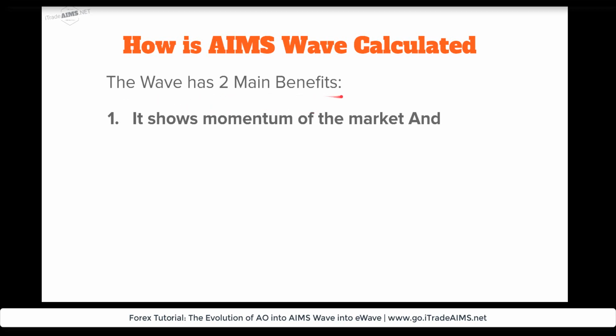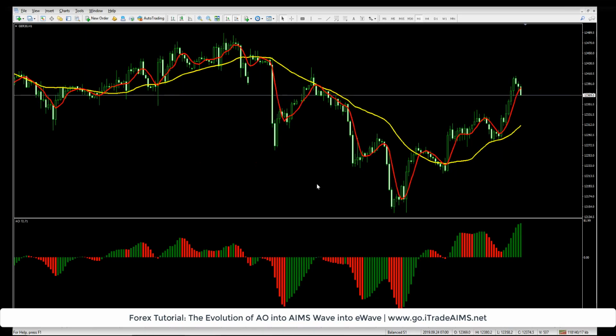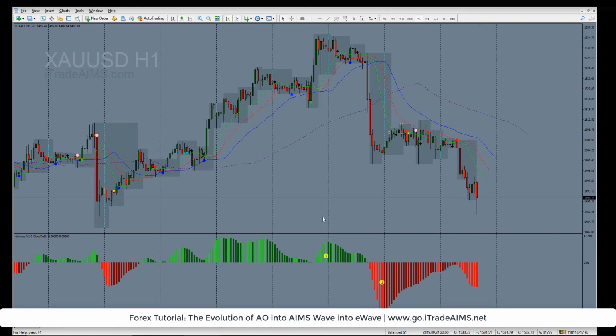And the Ames wave has two main benefits. It shows momentum of the market, not just on which side of the oscillator, but it also shows whether the momentum is up and increasing, or whether it's up but decreasing. And it would do it like so.